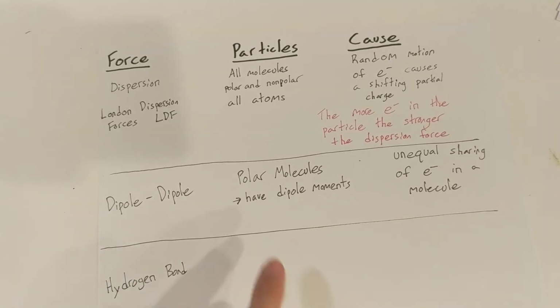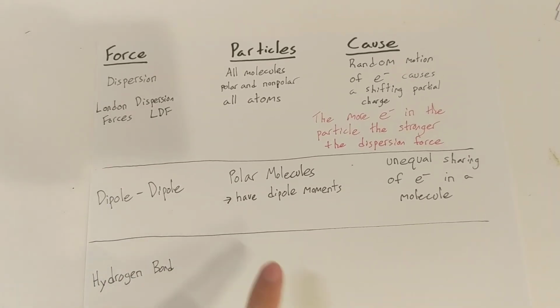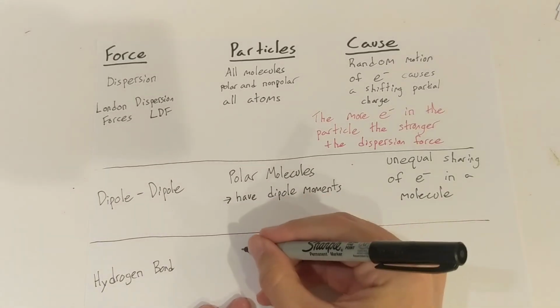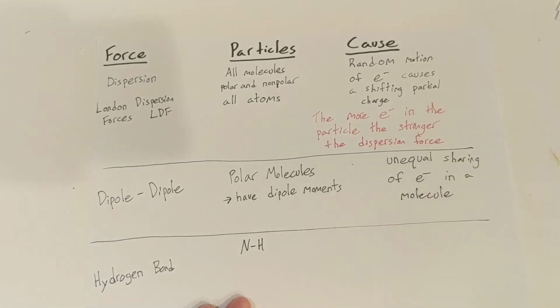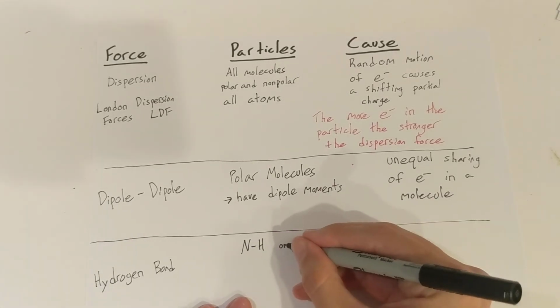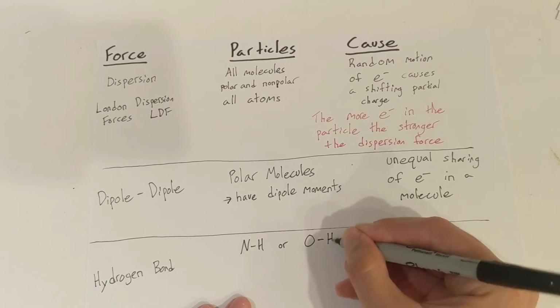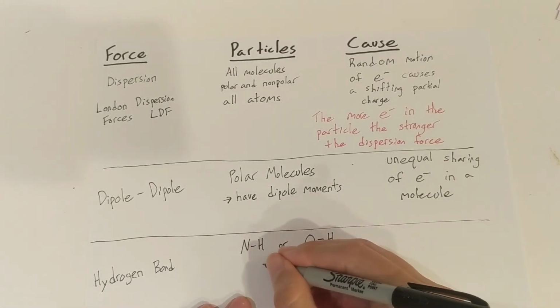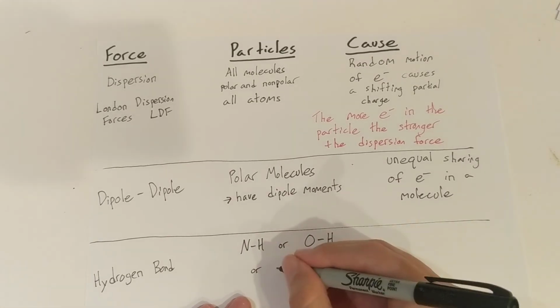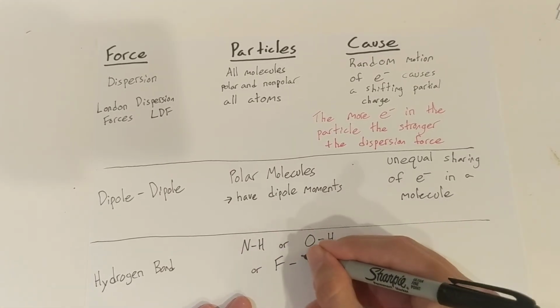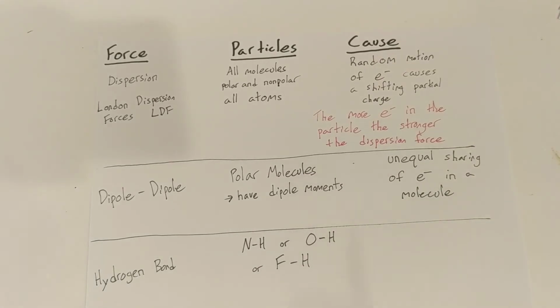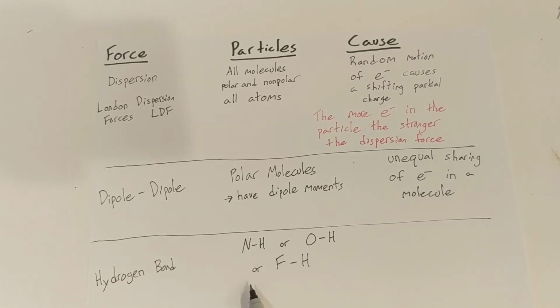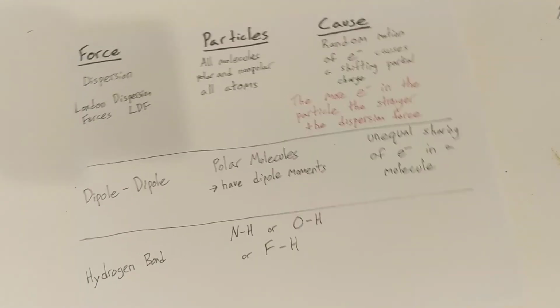So hydrogen bonding, it's only going to be in very, very special cases here. So we need to have a nitrogen bonded to a hydrogen somewhere, or we need to have an oxygen bonded to a hydrogen somewhere in our molecule, or we need to have a fluorine bonded to our hydrogen somewhere in our molecule. So we could think of these as very, very strong dipole-dipole forces.